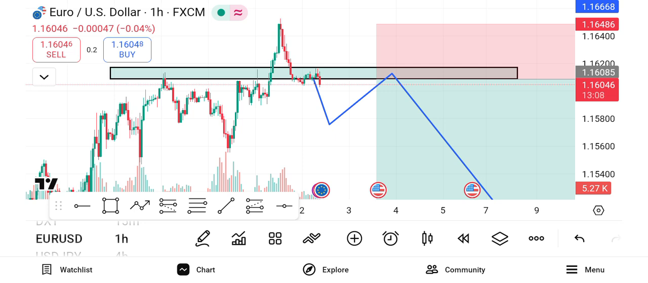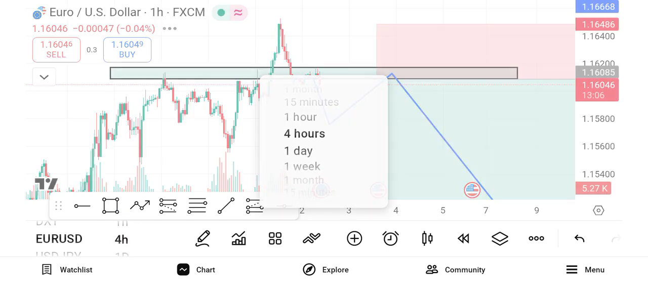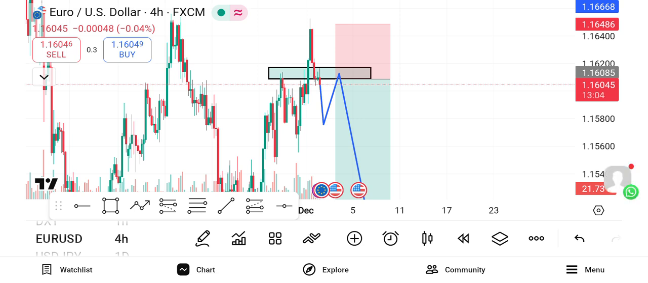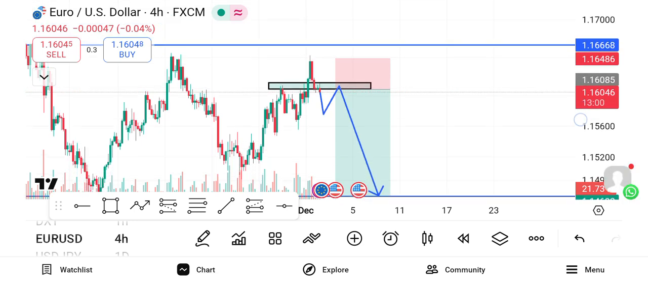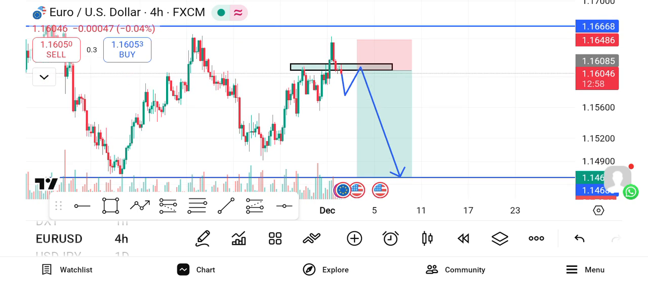So you can see guys that this is a way to enter the market effectively. So this is my bias for Euro USD: a breakout from this level and a retest, then a continuation to the downside.